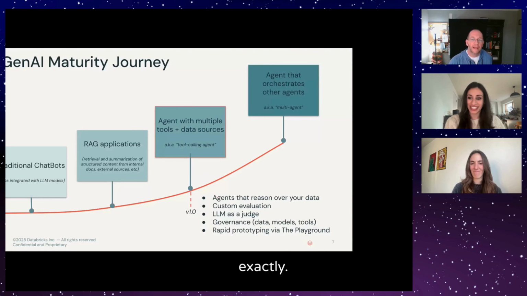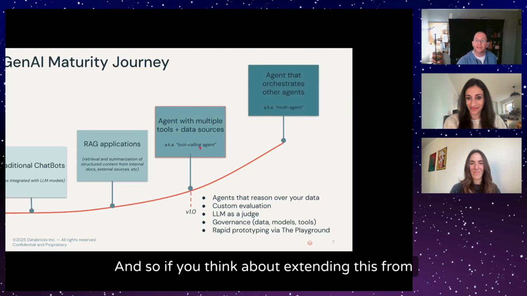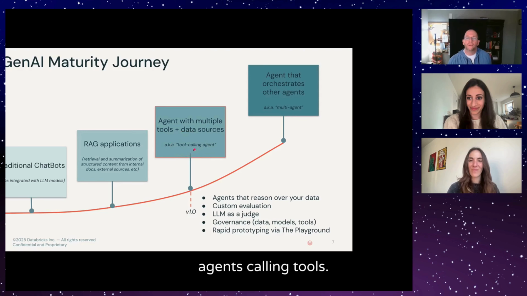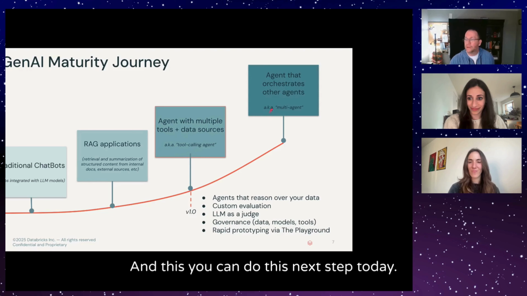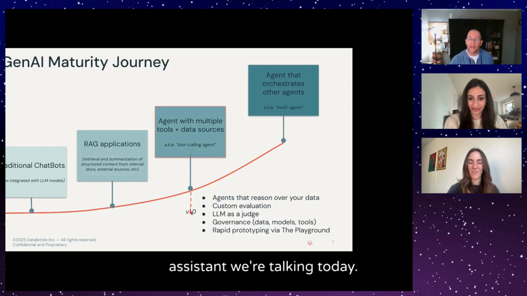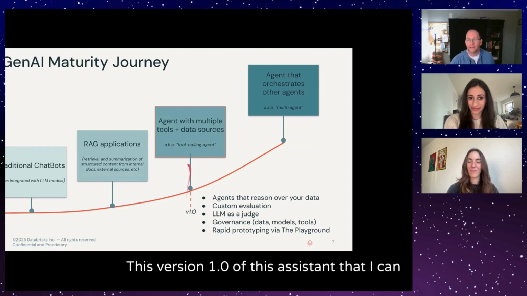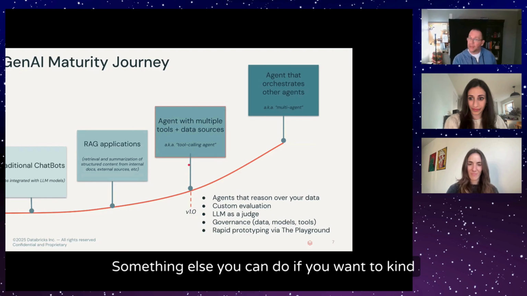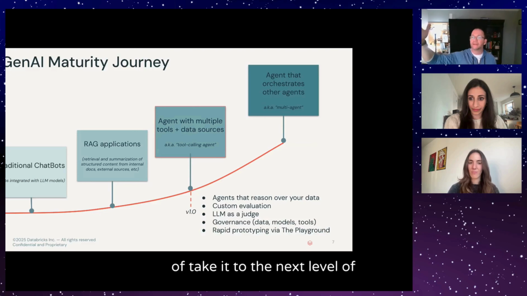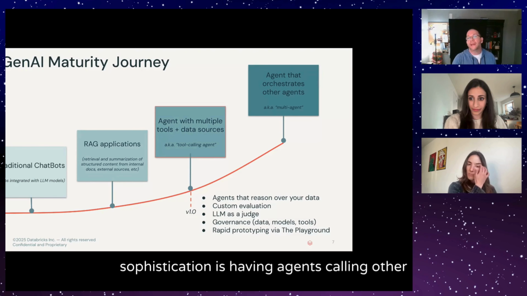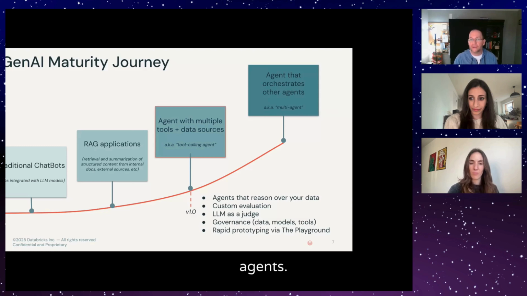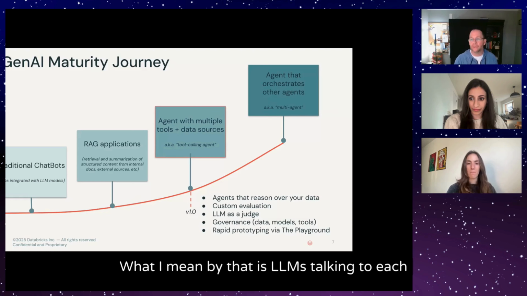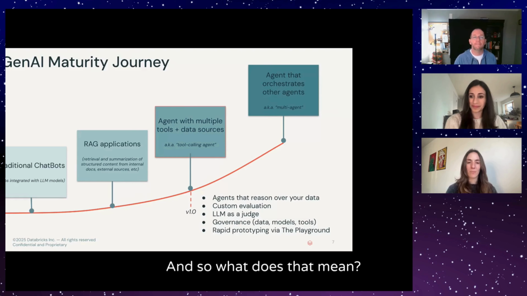Yeah, exactly. So if you think about extending this from agents calling tools, and you can do this next step today, this field AI assistant we're talking about today, this version 1.0 of this assistant that I can use, is agents calling tools. Something else you can do if you want to take it to the next level of sophistication is having agents calling other agents. What I mean by that is LLMs talking to each other. So what does that mean?